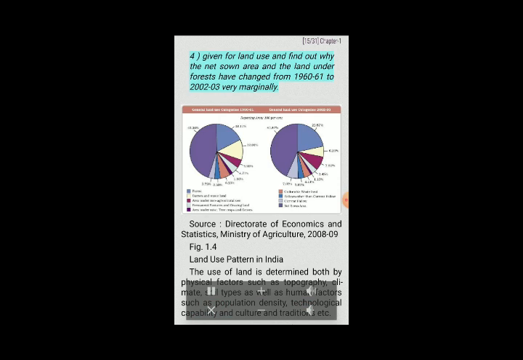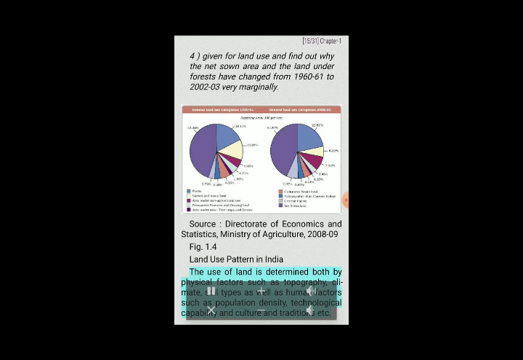Fig. 1.4, given for land use, and find out why the net sown area and the land under forests have changed from 1960-61 to 2002-03 very marginally. Source: Directorate of Economics and Statistics, Ministry of Agriculture, 2008-09. Fig. 1.4. Land use pattern in India.